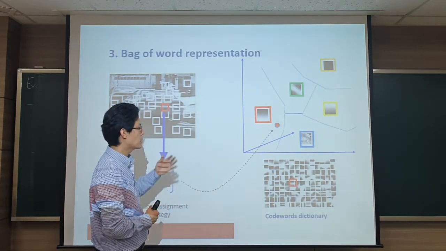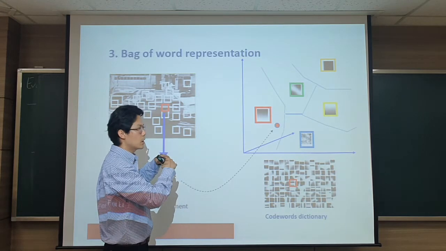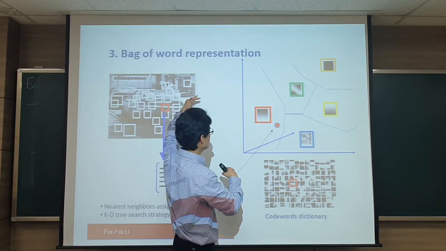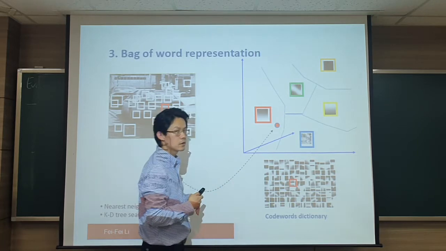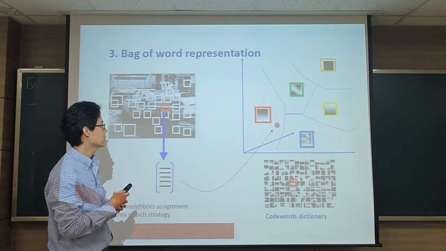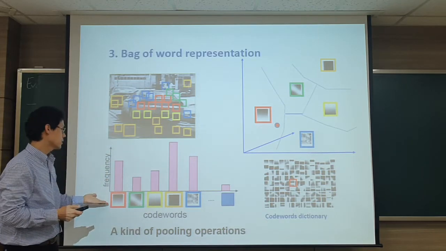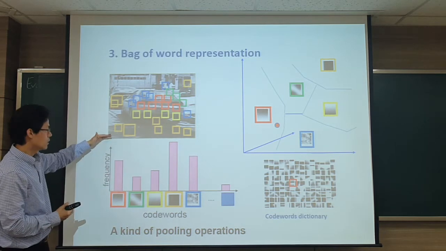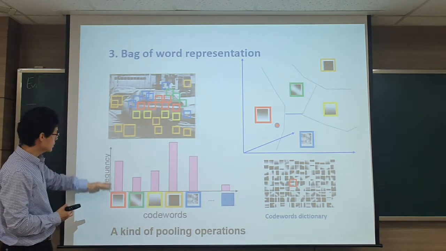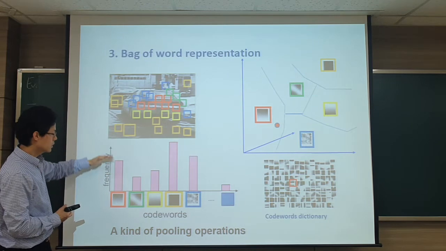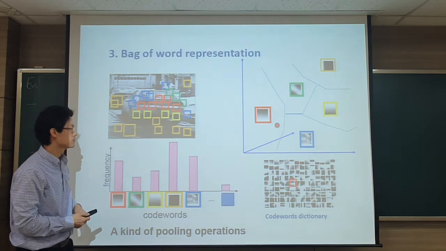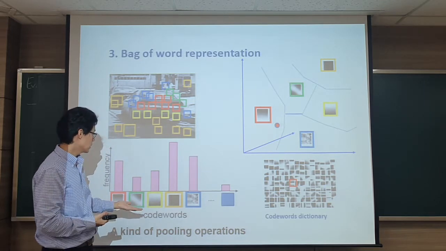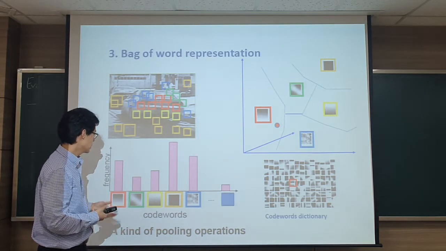That's how it works, and based on that, we can check how many words we have from this image. Based on that, we can build this histogram of visual words here. For each individual visual word, we measure how many times it occurs. That's the frequency of each visual word in this image. So in other words, we represent this image with this histogram of the bag of visual words.